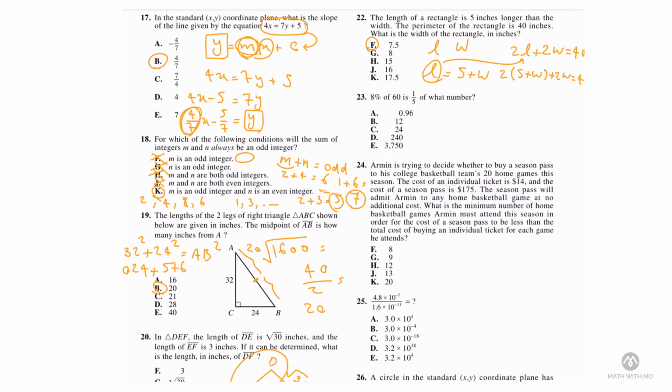Number 23. 8% of 60 is 1/5 of one number. What number? Alright, so just write an equation. 8% of 60 should be equal to 1/5 of a number, which I don't know. So if I find x, I find that number. So in order to solve it, I can multiply both sides of this equation by 5.